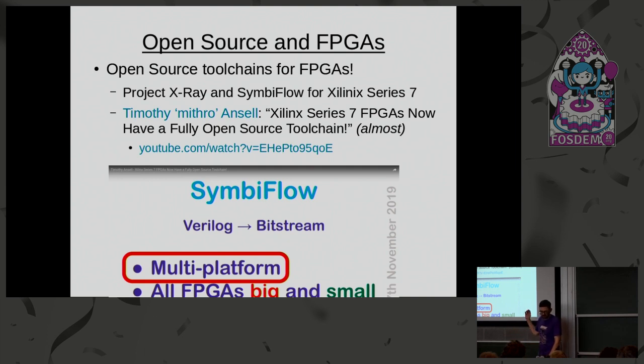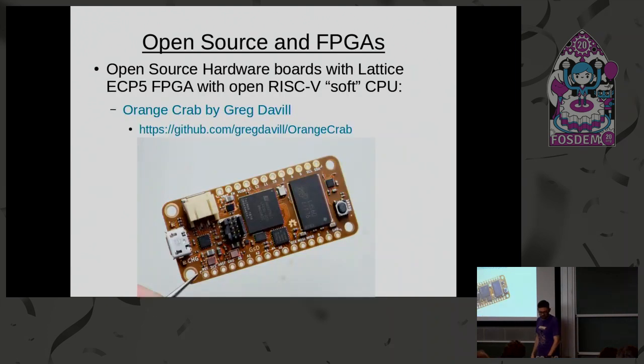He gave a talk at Hackaday Supercon back in November on the status of where this is all at. This board I'm quite excited about is called the OrangeCrab. It's from a person in Australia, Greg Davill. It's a completely open source hardware design, and he's managed to put the ECP5 FPGA on there along with 128 megabytes of DDR memory. So it's a nice little small board that can actually run Linux quite nicely.